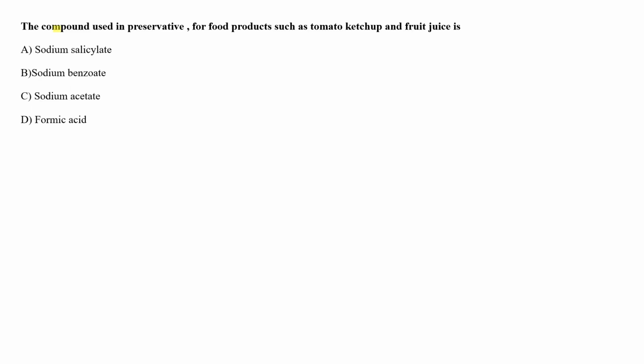The compound used as preservative for food products such as tomato ketchup and fruit juice is A. Sodium salicylate, B. Sodium benzoate, C. Sodium acetate and D. Formic acid. So sodium benzoate under certain conditions is converted into benzoic acid, which is bacteriostatic, and this benzoic acid is then absorbed into the cell and the intracellular pH falls to 5 or below. So option number B is the correct one.